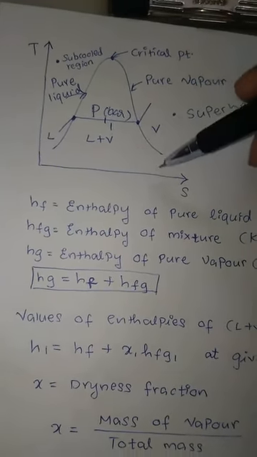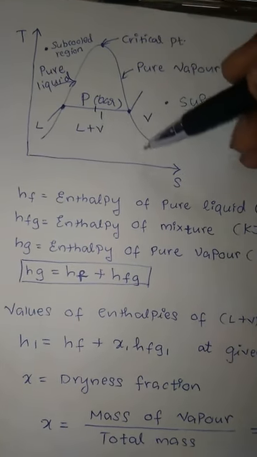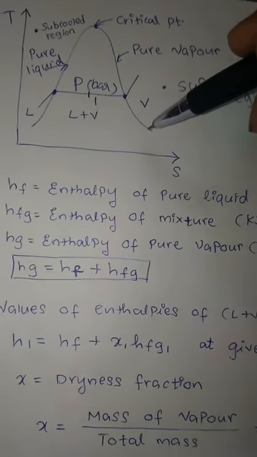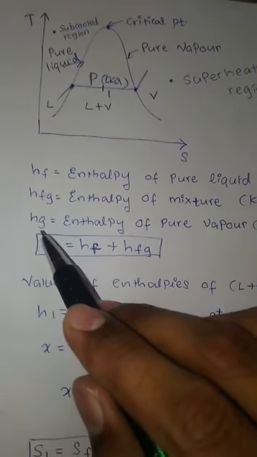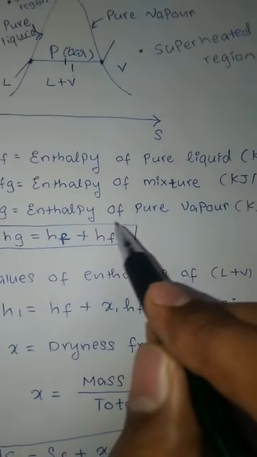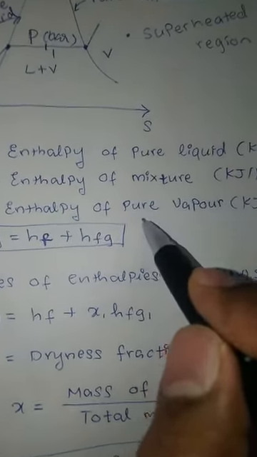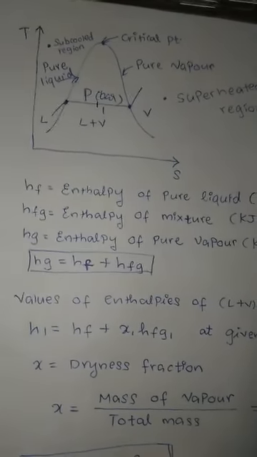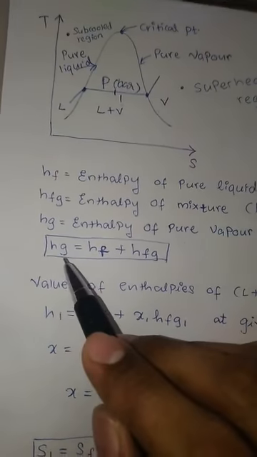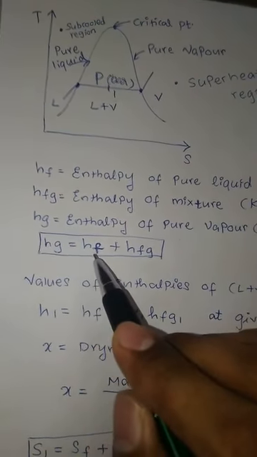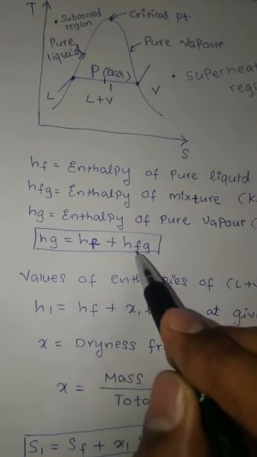And if you have to find the enthalpy of the pure vapor at any given pressure, then simply look into the hg column of the steam table, which is the specific enthalpy of the pure vapor. It is also kilojoule per kg, and this h is equal to hf plus hfg: enthalpy of the vapor, enthalpy of the liquid, enthalpy of the mixture.